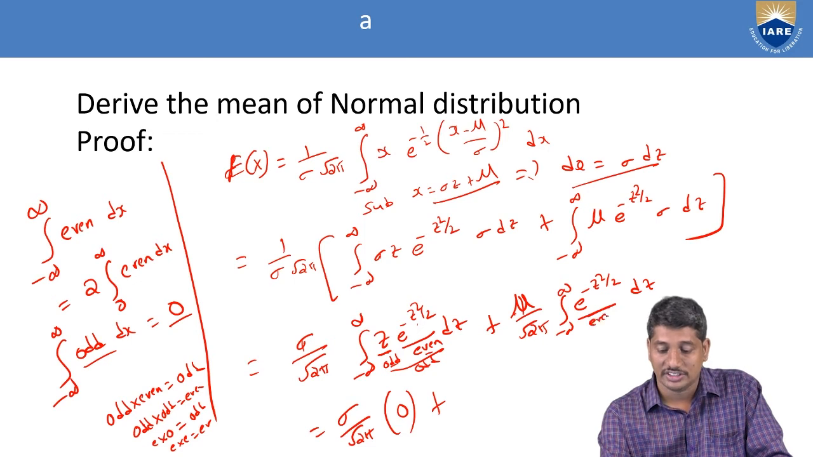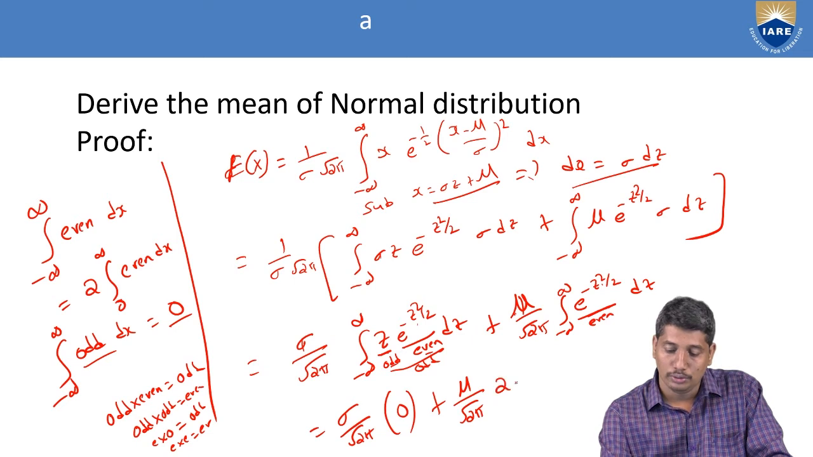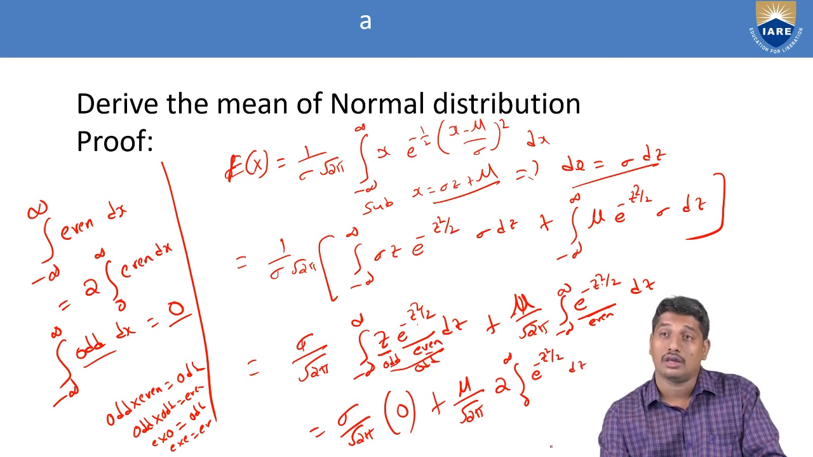This is an even function because z square is even. That is why this is even. And due to that, this becomes mu by root 2 pi into 2 times the integral from 0 to infinity of e power minus z square by 2 dz.